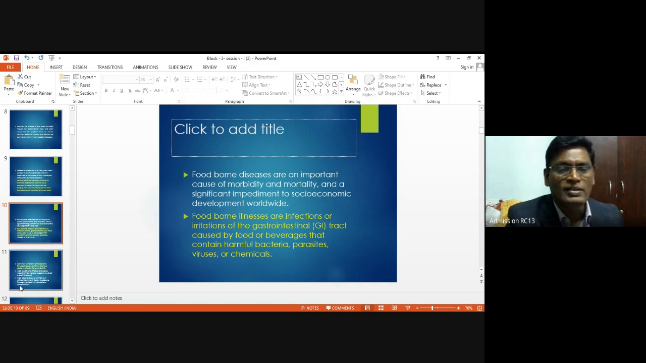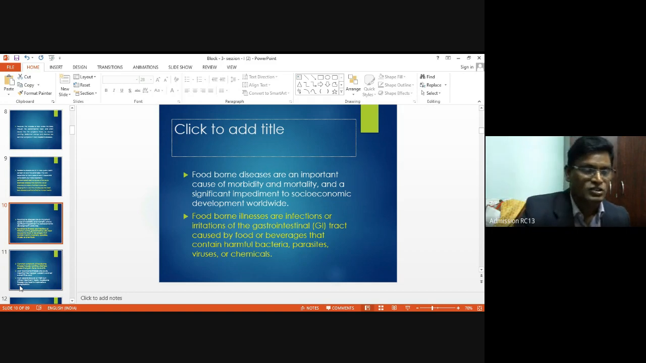Foodborne diseases are infections or irritations of the gastrointestinal tract caused by food or beverages that contain harmful bacteria, parasites, viruses, chemicals, and so on. So the food may be contaminated from various sources. It may be bacteria or parasites that contaminate the food, or it may be viruses or chemicals also.